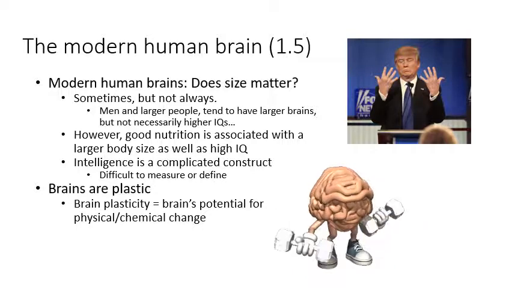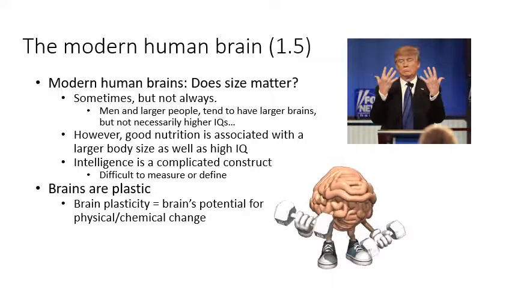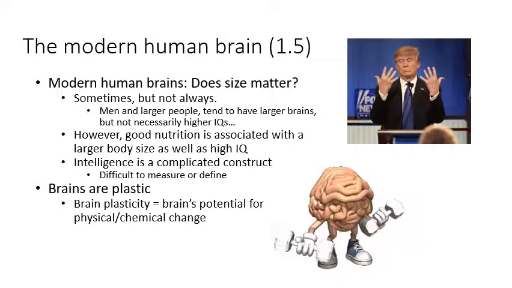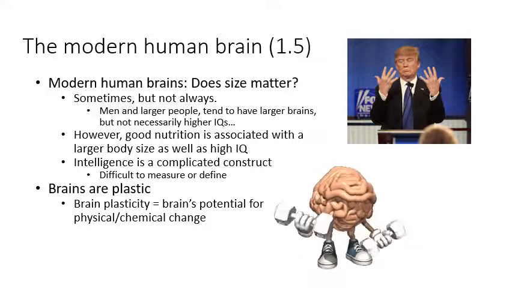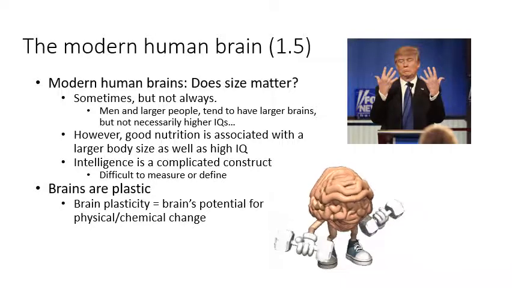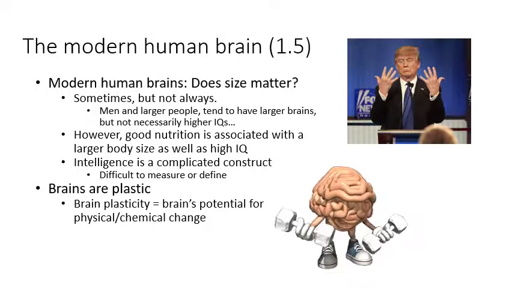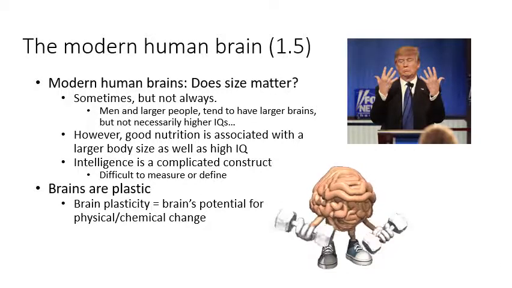Intelligence is also a really complicated construct. We have intelligence tests, but they're culturally biased, and they only measure one form of intelligence, pretty much. They measure cognitive functions, but they don't measure emotional intelligence. Some people would argue that athletic ability is a form of intelligence, like being able to perform complex motor skills. So the question of whether brain size correlates with intelligence can be kind of complicated.